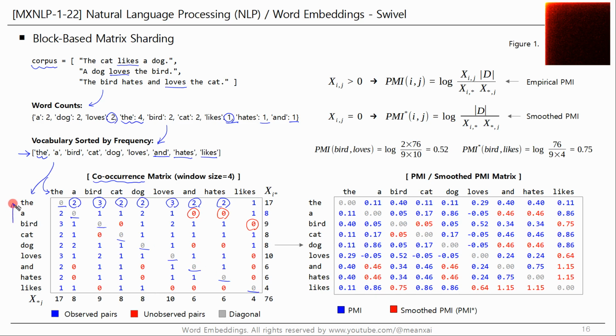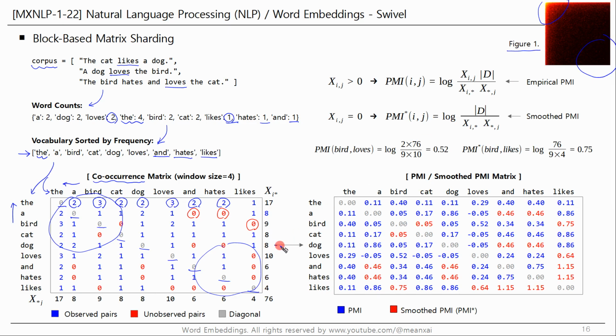Since the more frequent words are placed toward the beginning of both the rows and columns, the co-occurrence counts tend to be larger in the upper left part of the matrix and smaller toward the lower right. This is what the co-occurrence matrix in Figure 1 of the paper looks like. The bright red pixels represent large co-occurrence counts, while the dark pixels represent small counts.